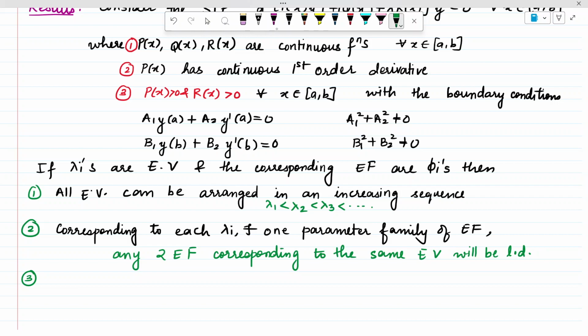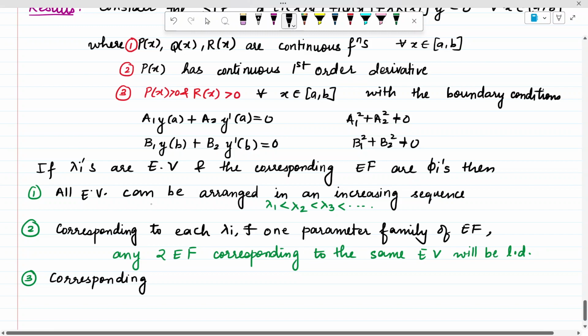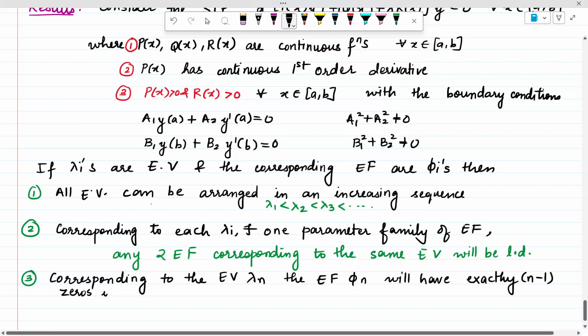The third outcome which we get here: corresponding to the eigenvalue lambda n, the eigenfunction phi n will have exactly n minus 1 zeros in the interval a comma b. Now let's understand this with the help of an example.